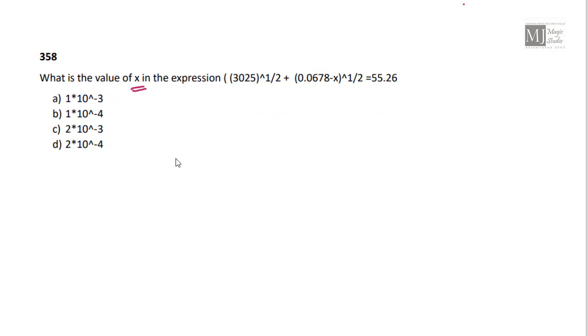What is the value of x in the given expression? Let's write the expression first of all. It is to the power half, means root over 3025, plus to the power half, root over 0.0678, minus x equals 55.26. Now what is 3025? 3025 is 5 into 605, and this is 55 square. 3025 is 55 square. That means root over 3025 is 55.